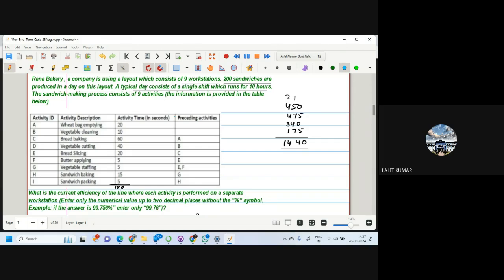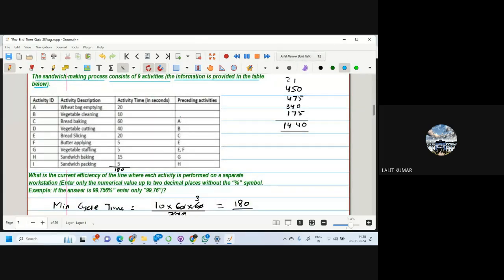Rana Bakery, a company, is using a layout which consists of 9 workstations. There are 200 sandwiches produced in a day on this layout. A typical day consists of a single shift which runs for 10 hours. The sandwich making process consists of 9 activities because there are 9 workstations. The information is provided in the table below.